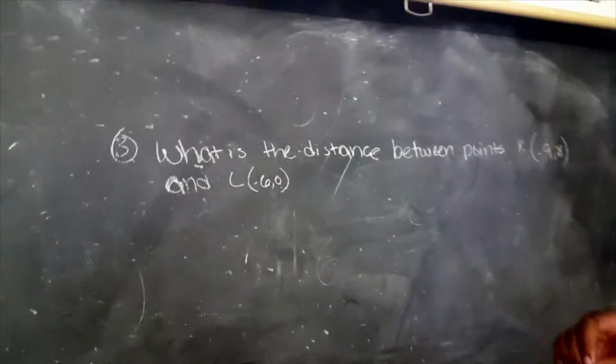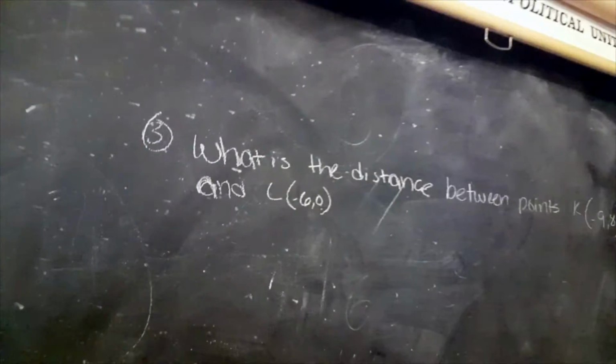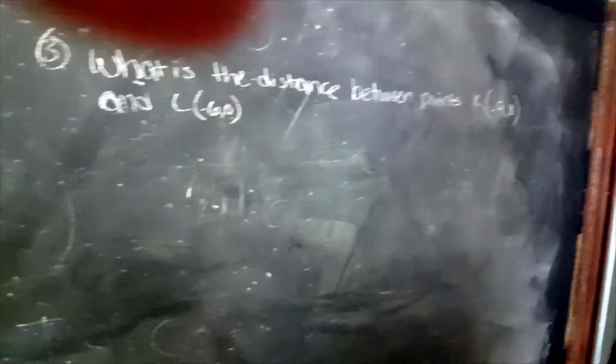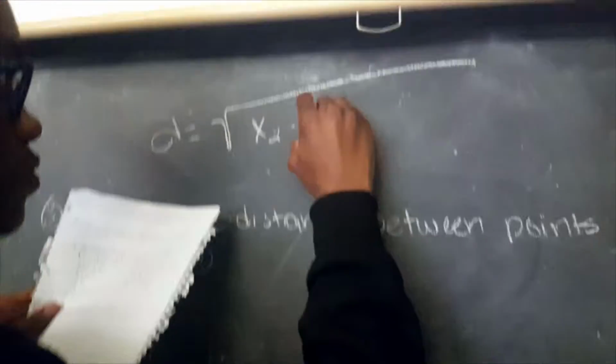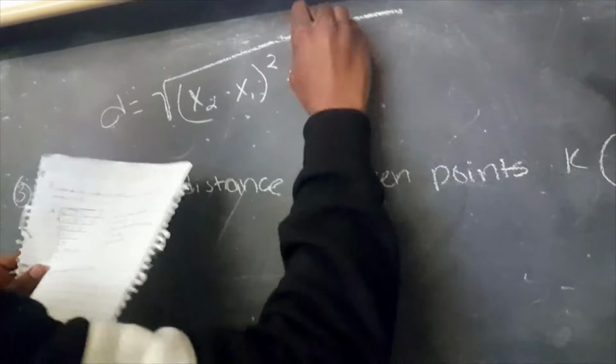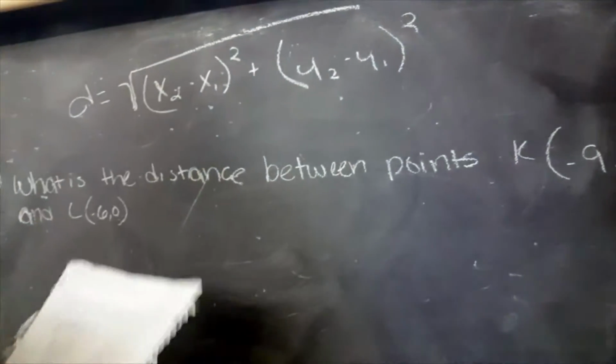And now for the final question, it's a bit different this time. It's asking what is the distance between point K and point L. For this last one, you will need to use the distance formula, which is the square root of x2 minus x1 squared plus y2 minus y1 squared.